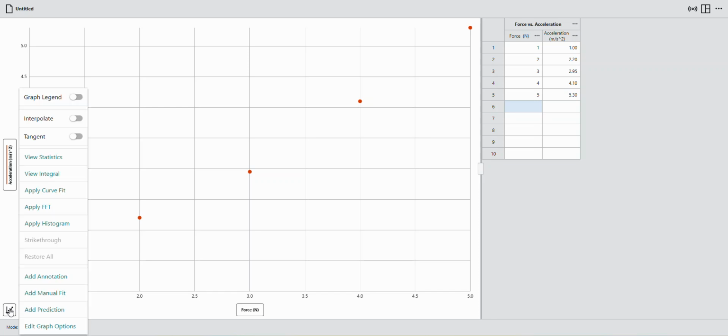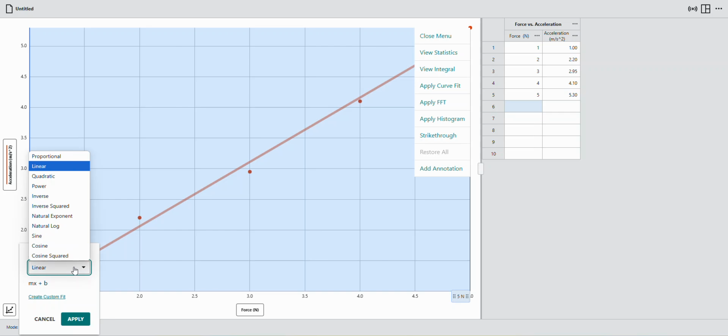So you can go here and click on this icon and then say apply curve fit, and it gives you some options. You have, for example, the linear, that in this case will probably be the best option. You have the quadratic, the power, the inverse, the inverse square, the natural exponent, which is the exponential, the natural logarithm, a logarithmic function, sine, cosine. So you have multiple options. When you have an exponential problem, which is very common, you will use natural exponent.